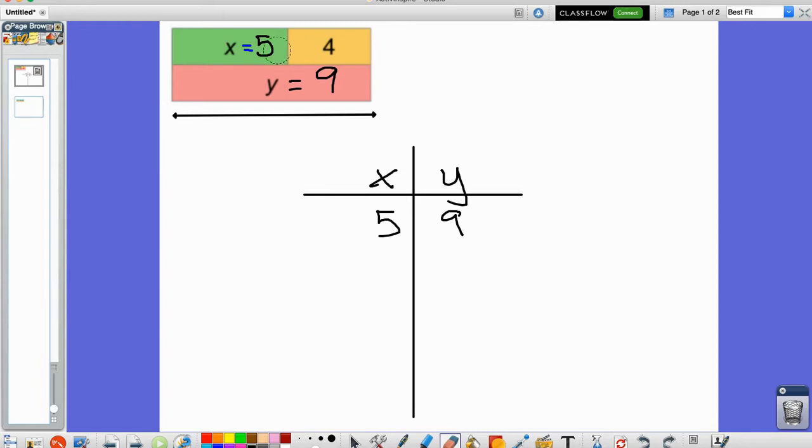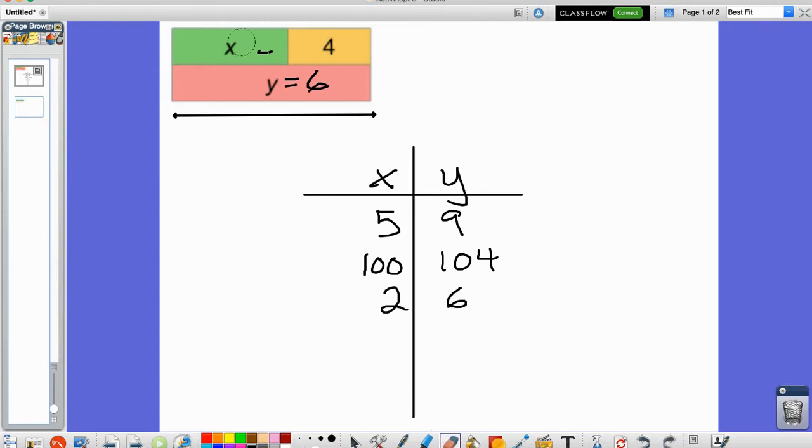Now, another thing I would do is I would just make up some more numbers, okay? What if x was 100? Y would have to be, well, green plus yellow is pink, so 100 plus 4 is 104. And I could add that to my table, okay? Now I can keep on going as much as I want, but really just a few numbers should be helpful. Okay, why don't I try 2? What does y have to equal to? Well, y has to equal 6, okay?